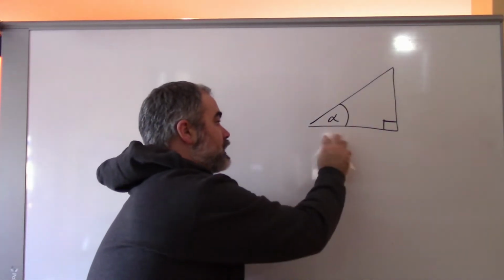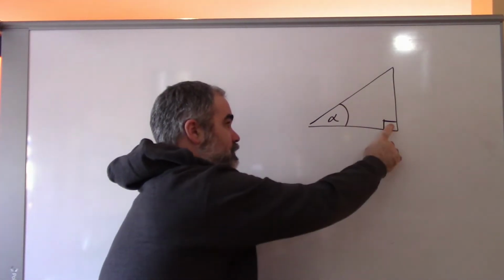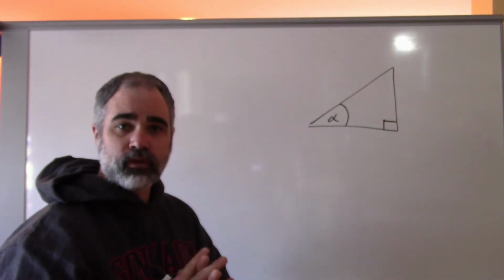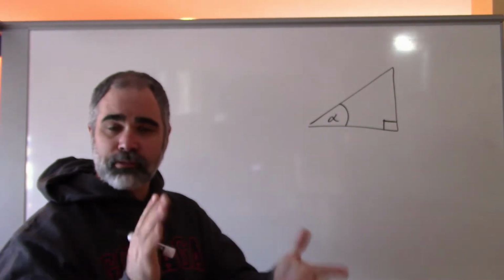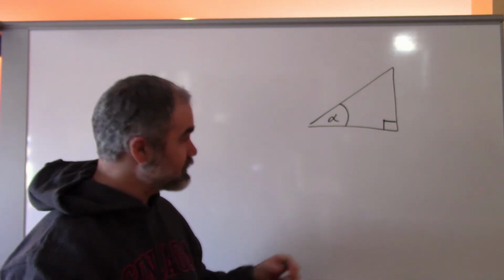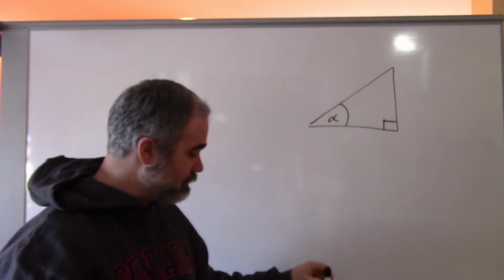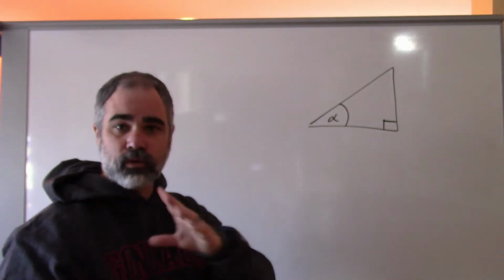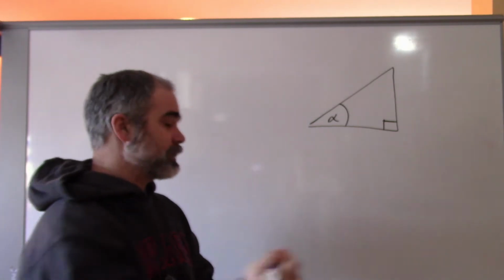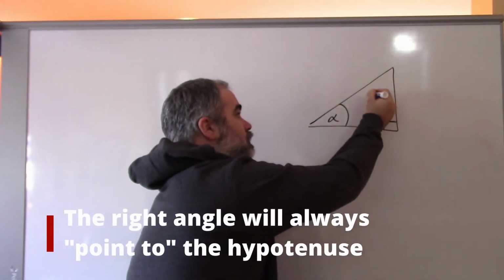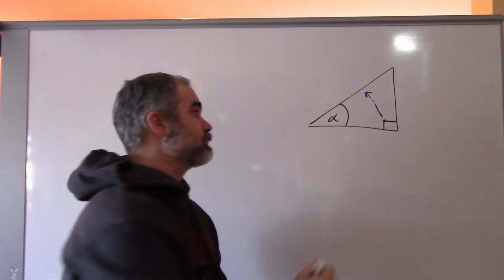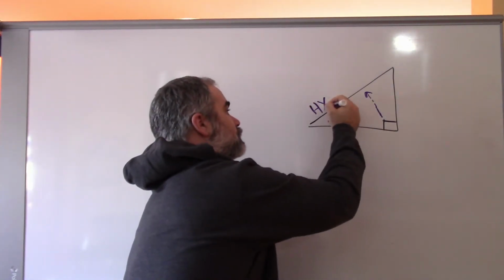Okay, so I need a right triangle, first of all. It's got to have a right angle in it, and I'm looking for an angle. So we need to understand how to talk about the different sides. The first side we're going to talk about is the hypotenuse. I told you a really easy way to find the hypotenuse, regardless of the orientation of your triangle, is to find the right angle and draw an arrow from it. The arrow will always point to the hypotenuse. Okay, so this is the hypotenuse.